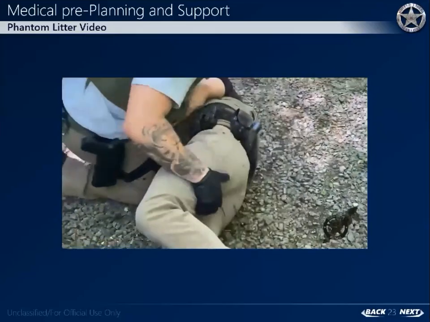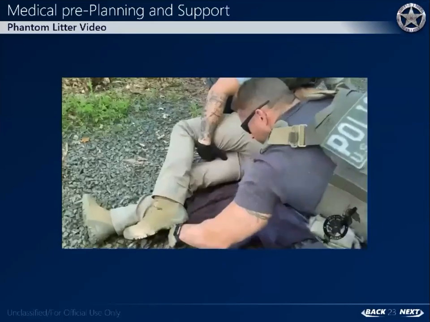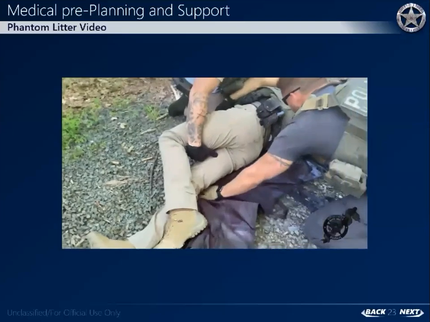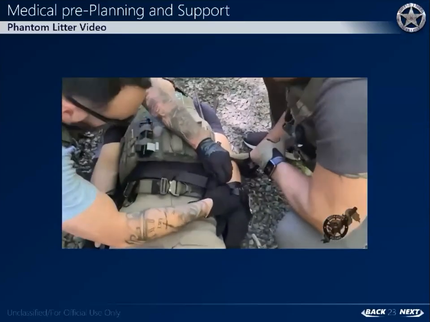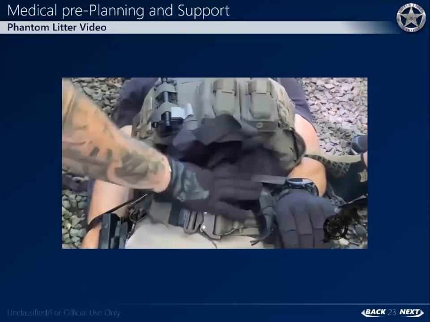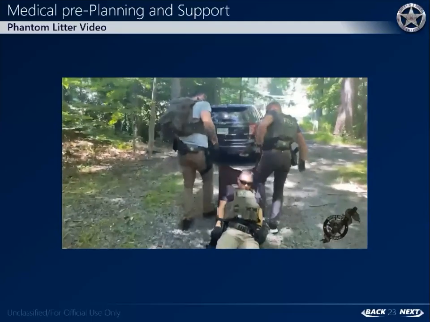The patient should be rolled onto their side to allow the second rescuer to place the litter underneath. This is a good opportunity for the rescuer to check the patient's back for additional injuries. The patient's arm should be secured with a strap if they are unconscious. The patient can also be carried by the rescuers using the hand straps located around the litter.